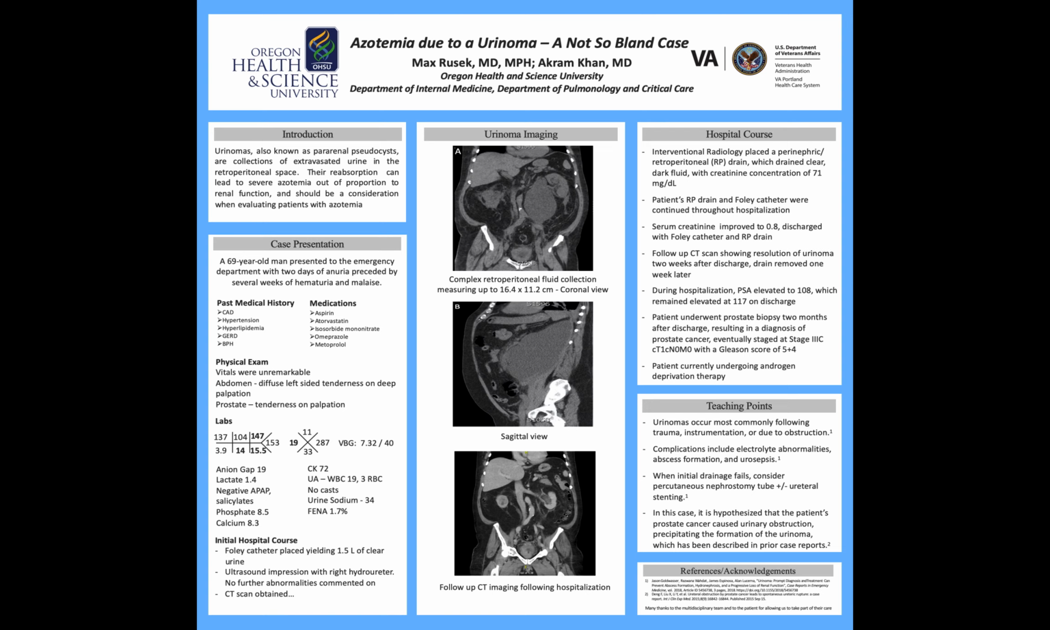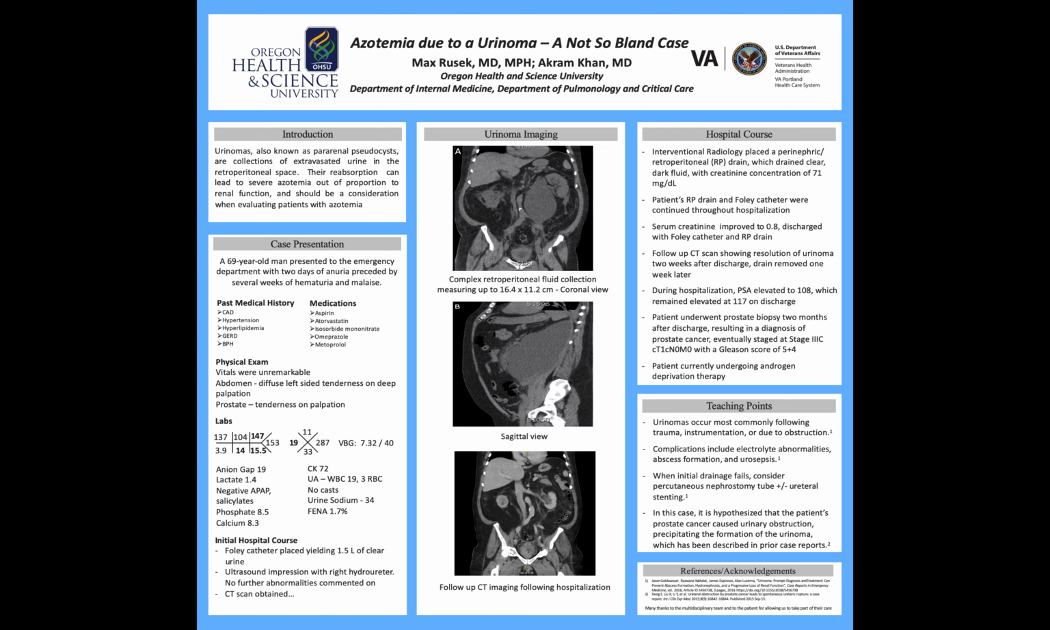Interventional radiology was subsequently consulted and placed a retroperitoneal drain, which drained clear, dark fluid with a subsequent analysis that showed a creatinine concentration of 71, consistent with a urinoma. The patient was eventually discharged with a Foley catheter and retroperitoneal drain in place. At 2 weeks post-discharge, a CT scan was obtained showing resolution of the urinoma, seen in the bottom picture in the middle column, prompting drain removal 1 week thereafter.